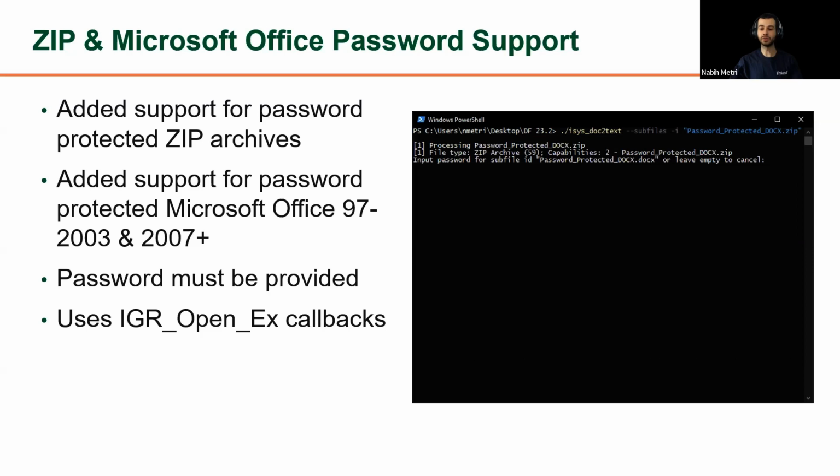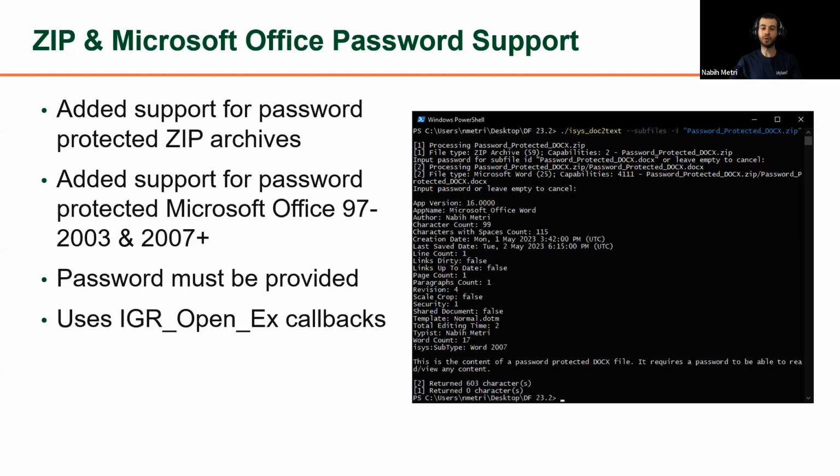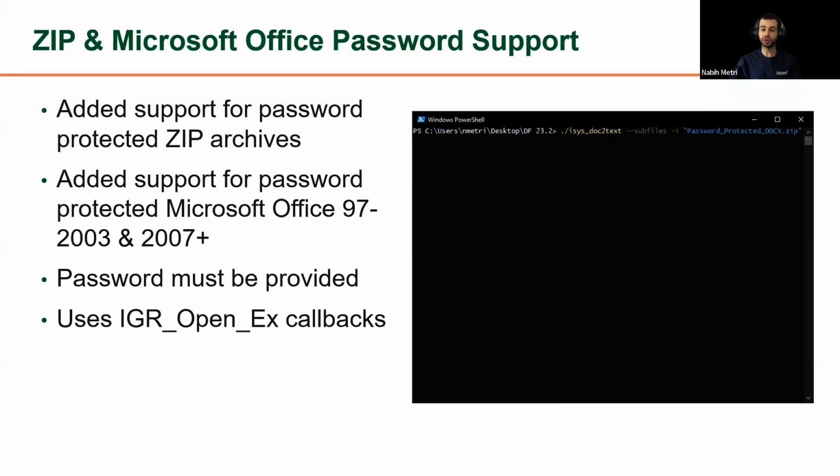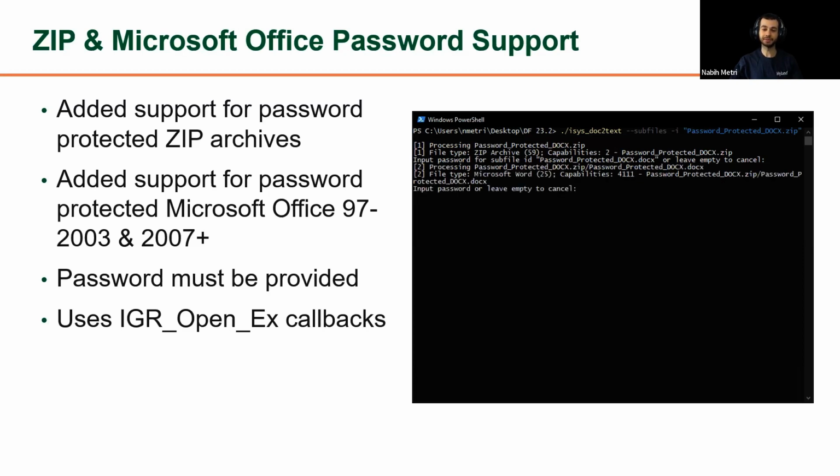I'll now walk through the example we have here. It's just using our standard doc2text to open a password protected zip file while also opening the subfiles. The subfile is actually a password protected Word document. So regardless if the password protected file is the main file or a subfile, you'll be able to decrypt it.